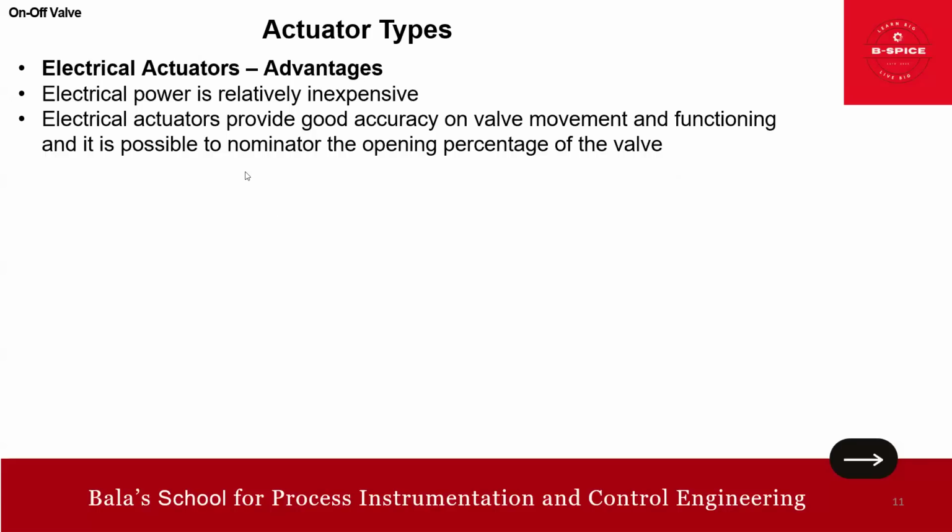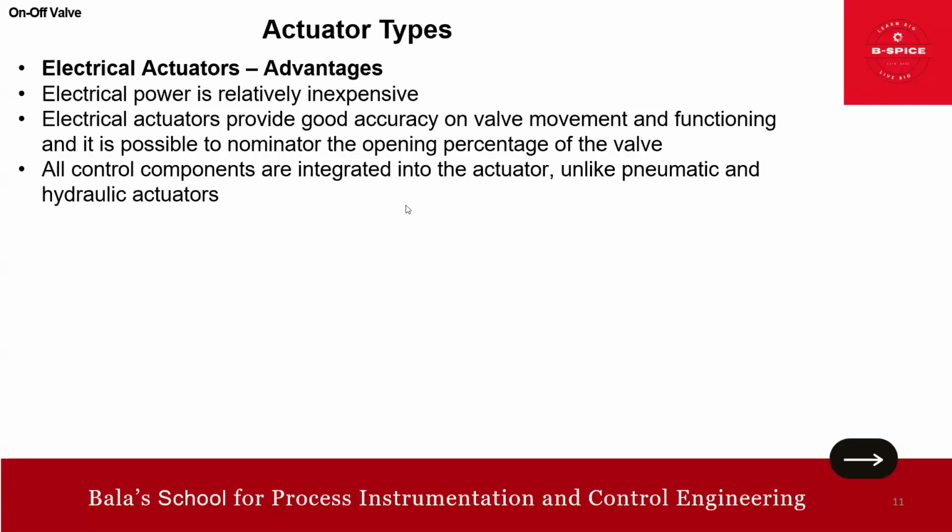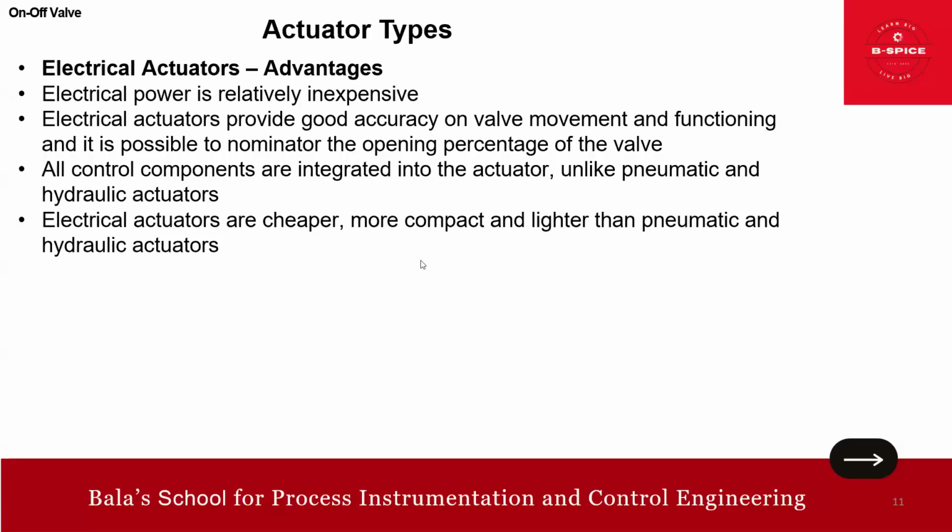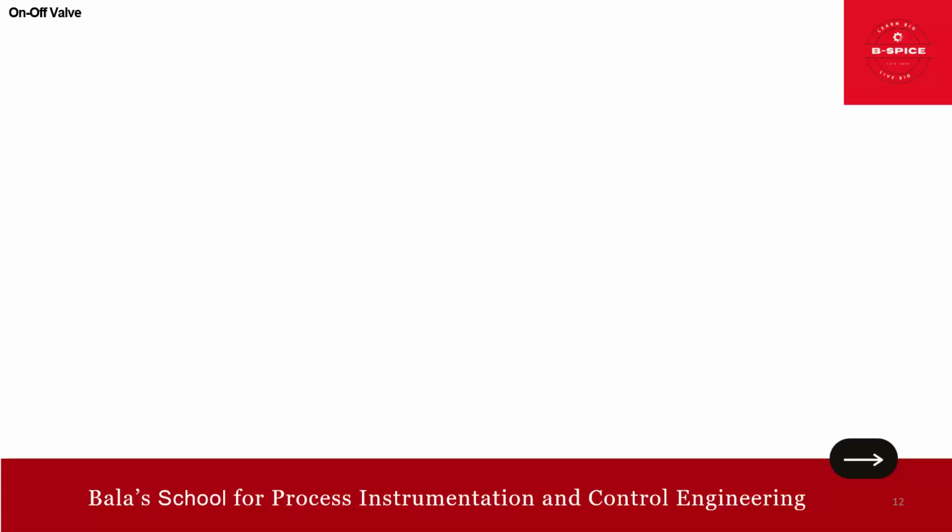I think there is a typo error actually. Opening percentage of the valve. So meaning you are able to get the reading of the opening percentage of the valve. That is a point. Whereas in pneumatic, you have open and close only, right? Yes, that's it. All control components are integrated into the actuator, as I explained earlier. So it's very simple. And electrical actuators are cheaper, more compact and lighter than pneumatic and hydraulic. Lighter, just imagine, right? So this is about the advantages.